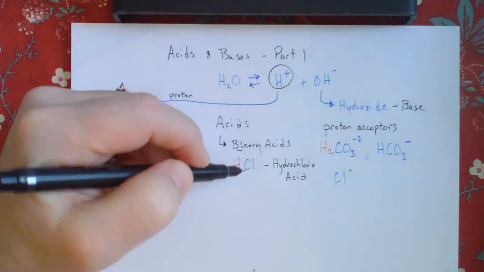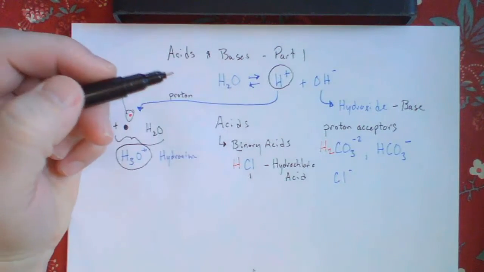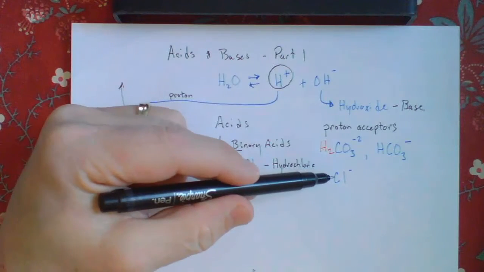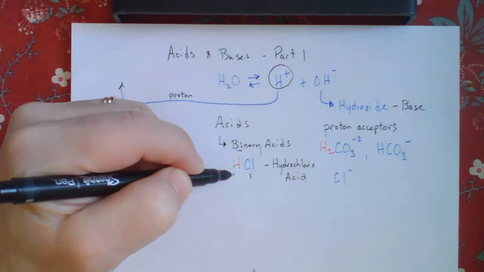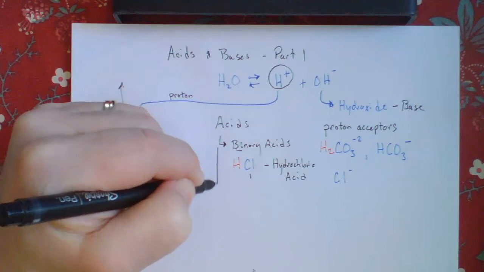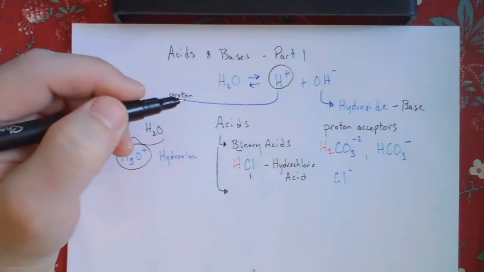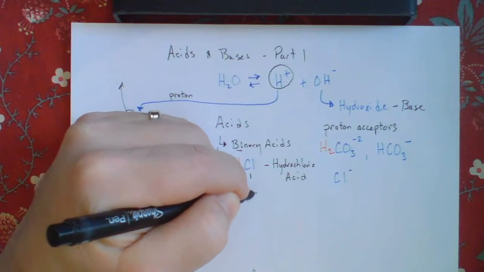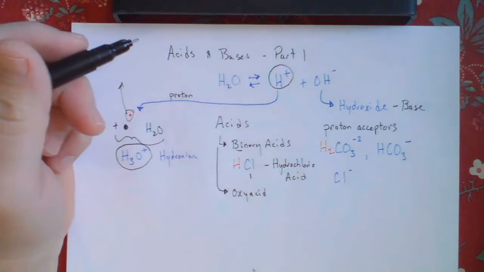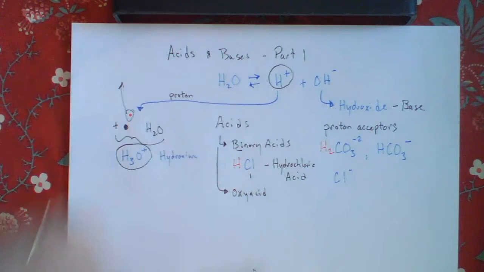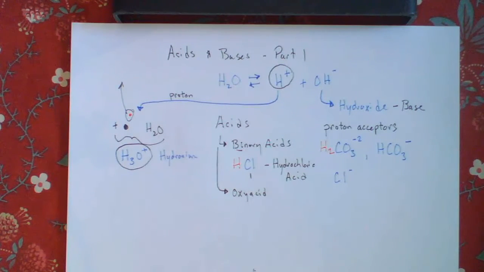And so anytime we have a single proton accepting type anion and we attach a hydrogen to it, we created a binary acid. Now the other type of acids that we have would be an oxyacid. An oxyacid uses some of the other proton acceptors. So again, any of our proton acceptors are all of our polyatomic ions.